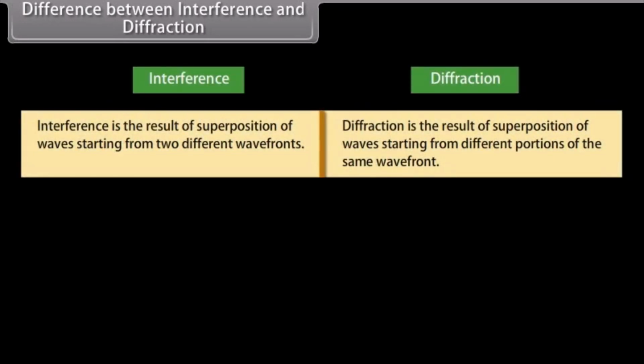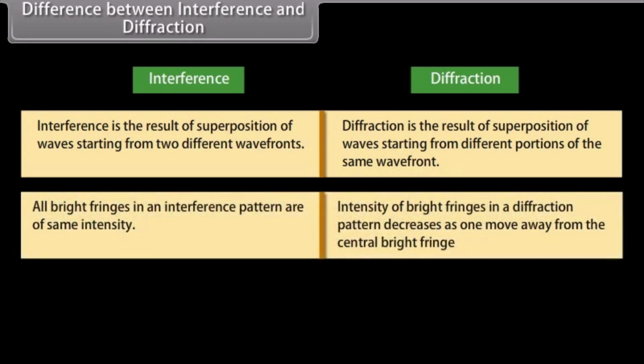Difference between interference and diffraction. Interference is the result of superposition of waves starting from two different wavefronts, whereas diffraction is the result of superposition of waves starting from different portions of the same wavefront.